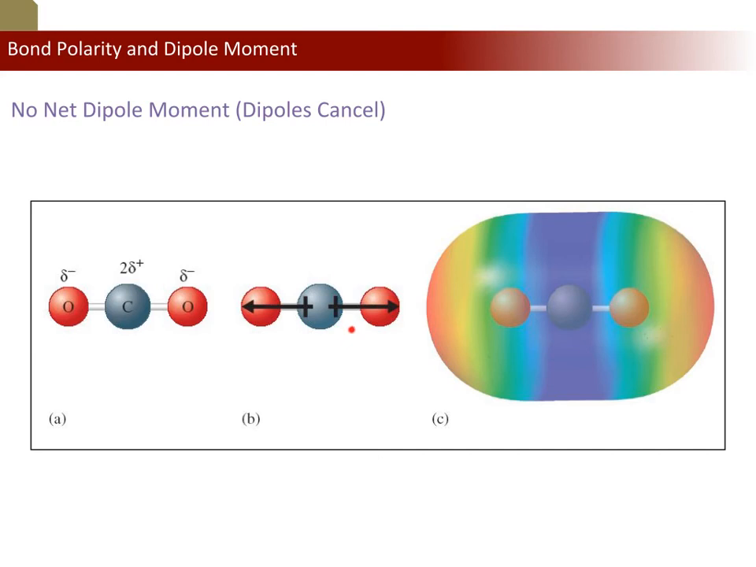Now, all three of these are to look more closely at carbon dioxide and take a look at its bond dipoles. But if we were to identify its overall molecular dipole, we would say that it has no dipole moment. It is a nonpolar molecule because the vectors are going in opposite directions, once again canceling each other out.